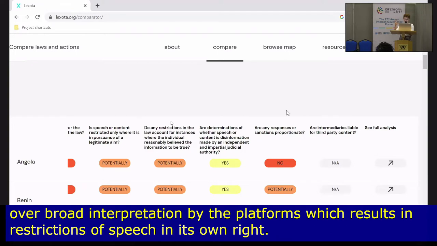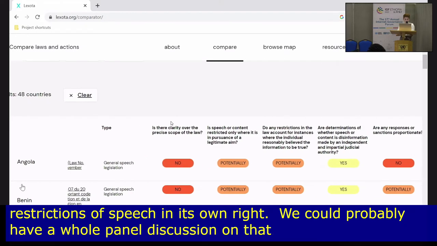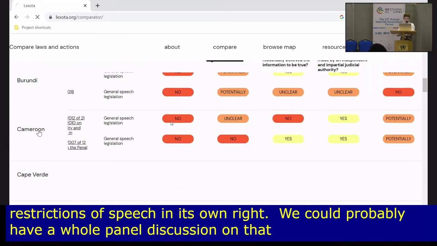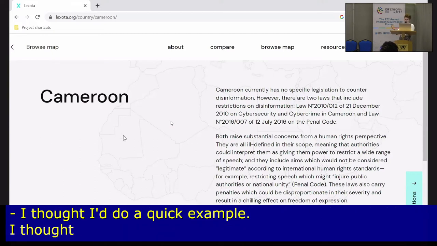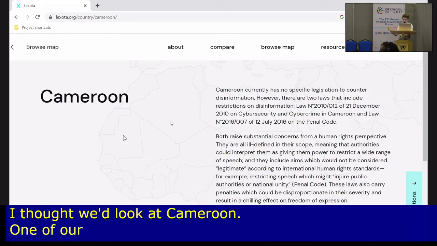We could probably have a whole panel discussion on that alone, but to concretize it, I thought I'd do a quick example. I thought we'd look at Cameroon, as it is one of our target countries within this project, and we have Avis Momeni here with us in person, from Protège QV, our partner organization in Cameroon. So Avis, do jump in and correct me or fill in anything I miss here.